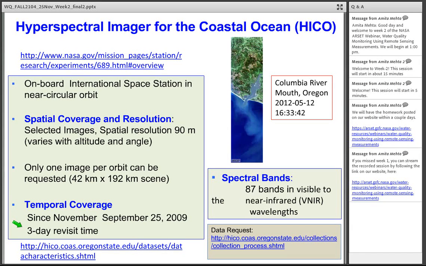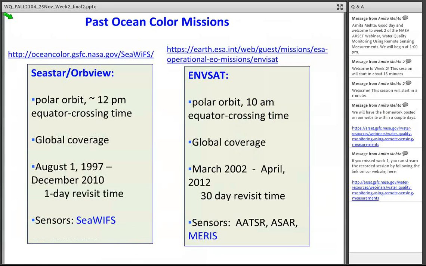So for Hyperion and HICO, there is information given here, but these are research missions, and operationally data are still not available. Only radiance and spectral reflectances are available. Okay. Now we've talked about current missions, Landsat, Aqua, Terra, and we talked about 2 experimental ones, EO-1 and HICO. These 2 we talked about.